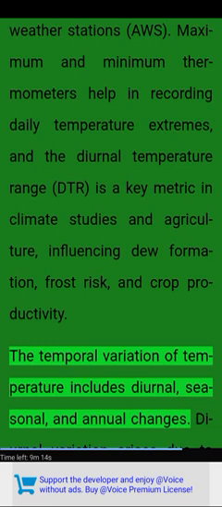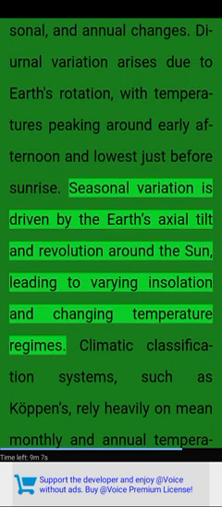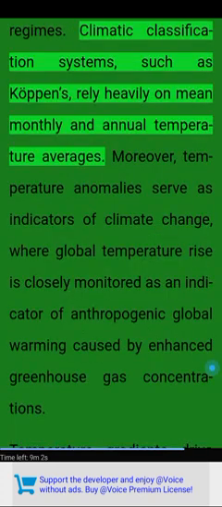The temporal variation of temperature includes diurnal, seasonal, and annual changes. Diurnal variation arises due to Earth's rotation, with temperatures peaking around early afternoon and lowest just before sunrise. Seasonal variation is driven by the Earth's axial tilt and revolution around the sun, leading to varying insolation and changing temperature regimes. Climatic classification systems, such as Köppen's, rely heavily on mean monthly and annual temperature averages.